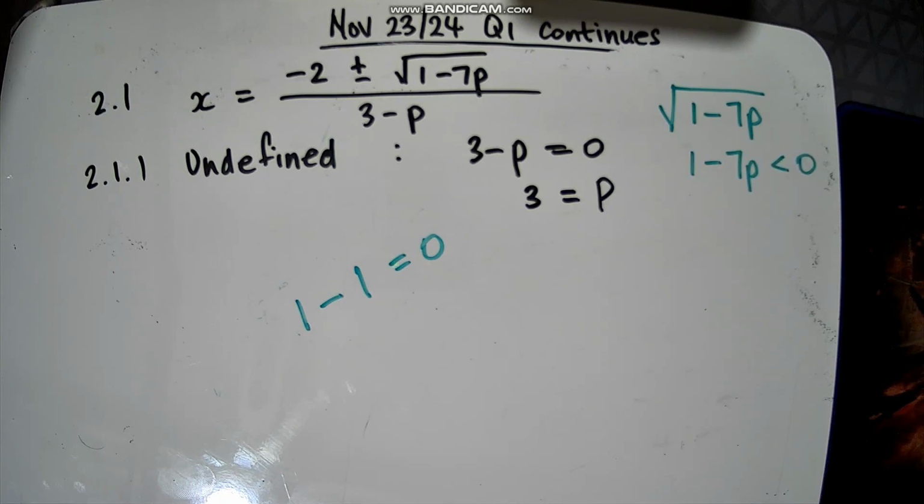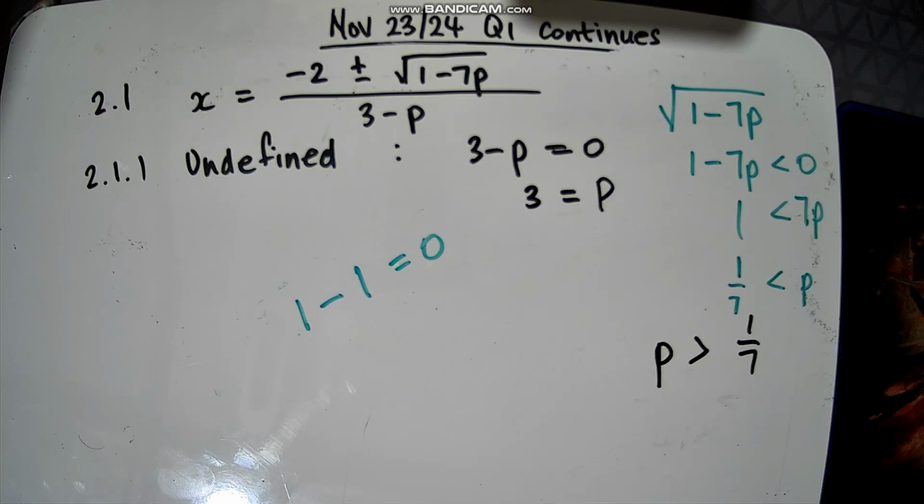So 1 minus 7p is less than 0, right? To get a negative under the square root. So moving 7p over to the other side, it'll become positive 7p. Then I have to divide both sides by 7. P is more than 1 over 7. Okay? And that's our answer. As simple as that. Do you understand how to reason this out?